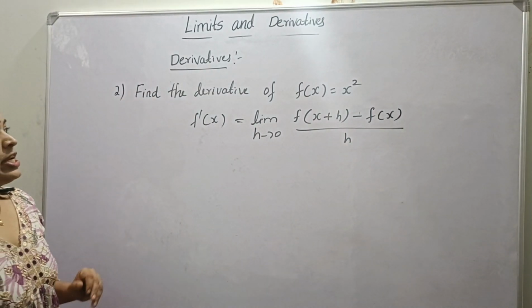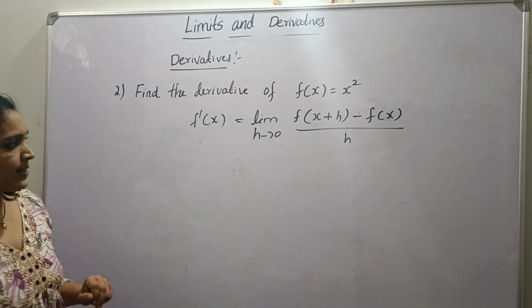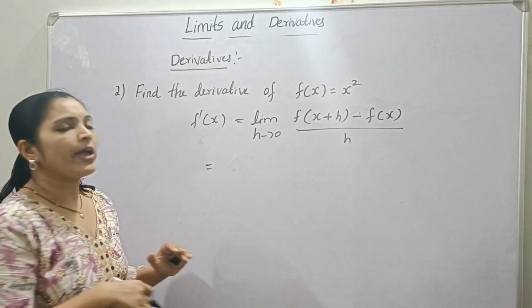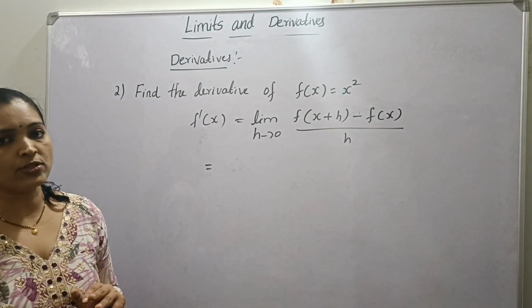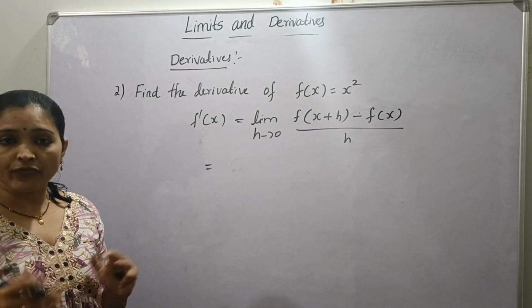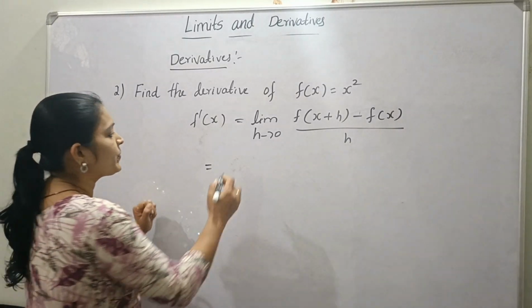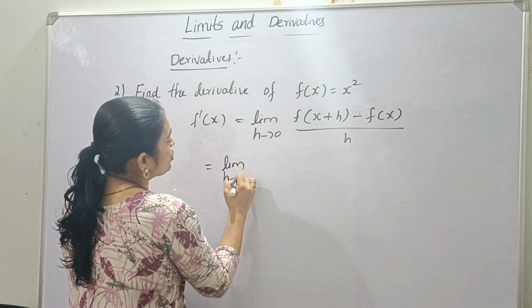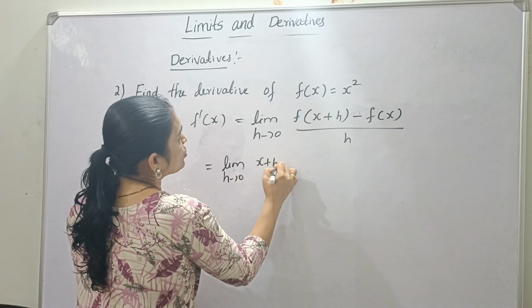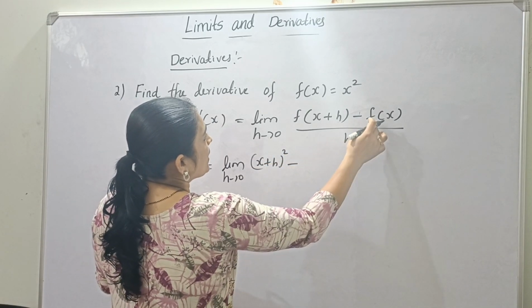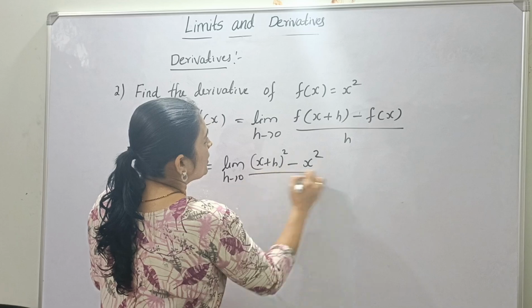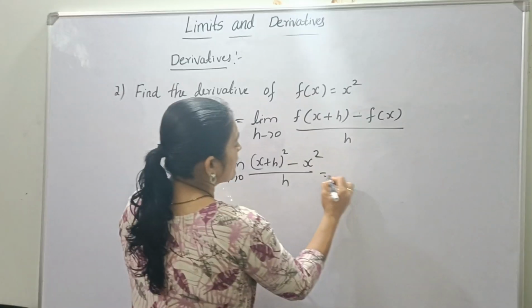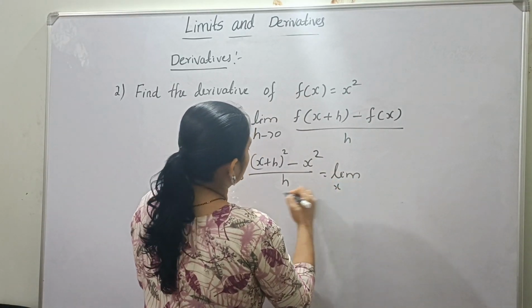Our function is f of x equal to x square. So what is f of x plus h? f of x is equal to x square, so f of x plus h is x plus h whole square, right? So limit h tends to 0, x plus h whole square minus f of x, that is x square, divided by h. Let us expand this expression.